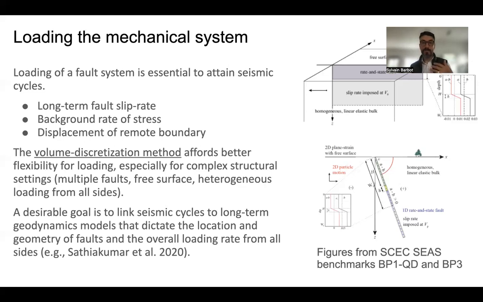But a desirable goal where this field is going is to be able to connect the loading that is predicted by long-term geodynamic models with numerical simulations that simulate the short-term seismic cycle. The geodynamic model can predict where the faults are located and what their long-term strain rate is. And so this is information that we can hopefully one day incorporate in short-term models to produce more realistic simulations.